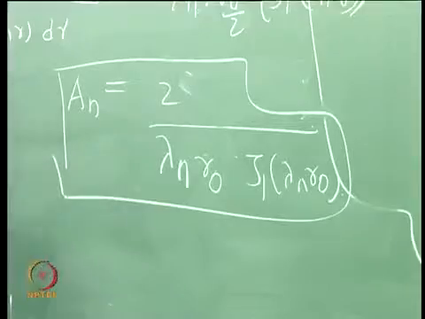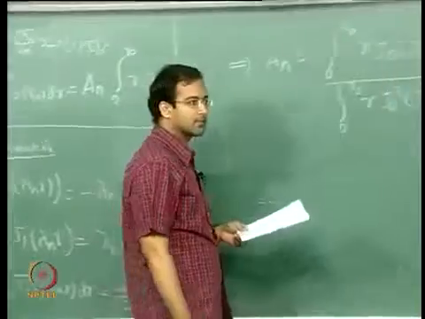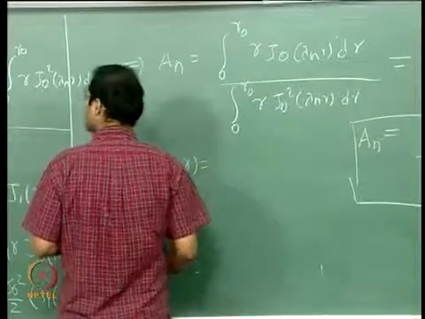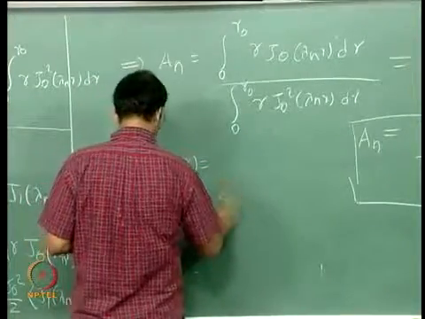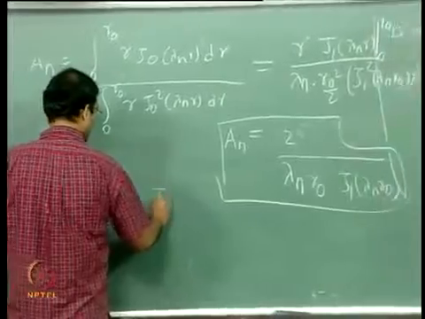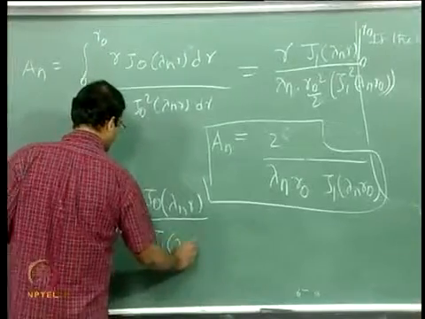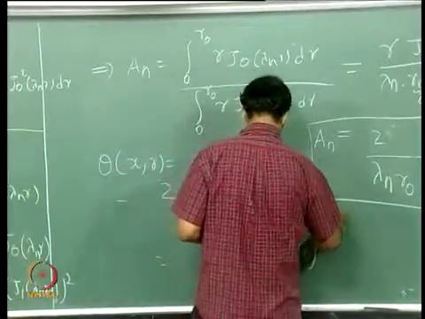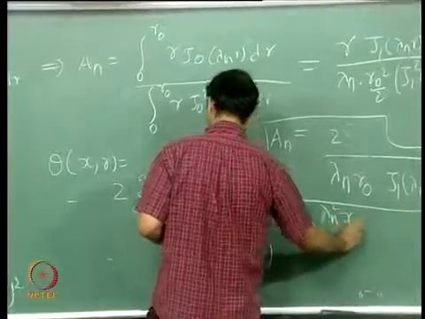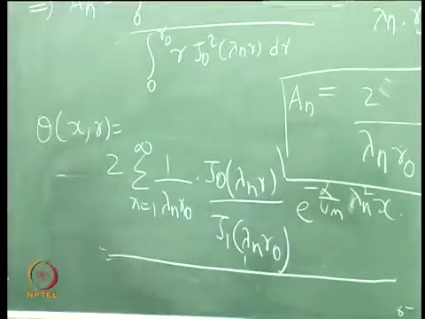So therefore, let me call this number 1 for a_n, you can substitute, and then you can write the final expression for theta as: 2 can be taken out, summation n equal to 1 to infinity 1 by lambda_n r_naught, you have J0(lambda_n r) divided by J1(lambda_n r_naught) exponential minus alpha lambda_n square x. So this is your final solution. Okay.